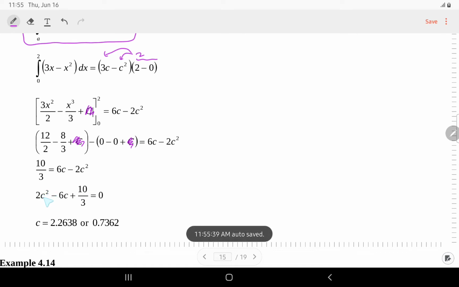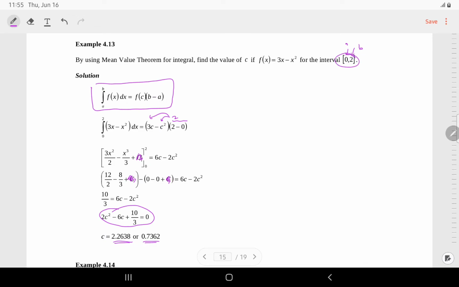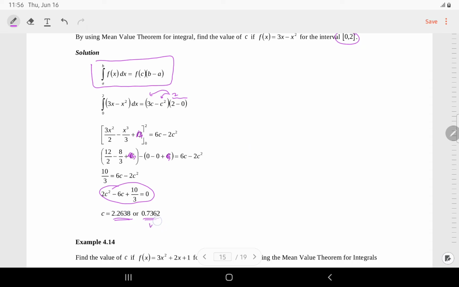Okay, dekat sini kita dapat quadratic formula. So just masukkan dalam formula lah, dalam calculator. So dalam calculator ada keluar dua nilai C. So kita tengok which one yang nilai dia antara interval 0 hingga 2. Okay, our value of C must be between 0 and 2. So this one lah yang kita accept sebagai jawapan dia.